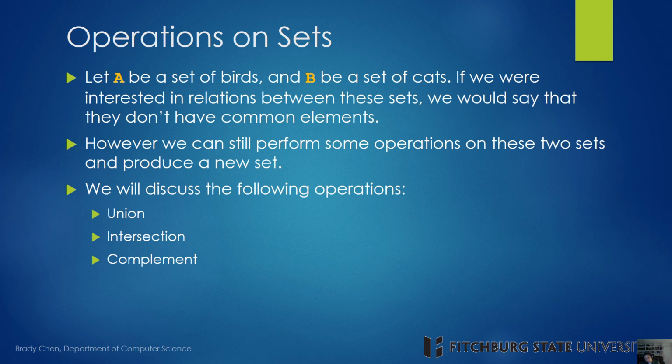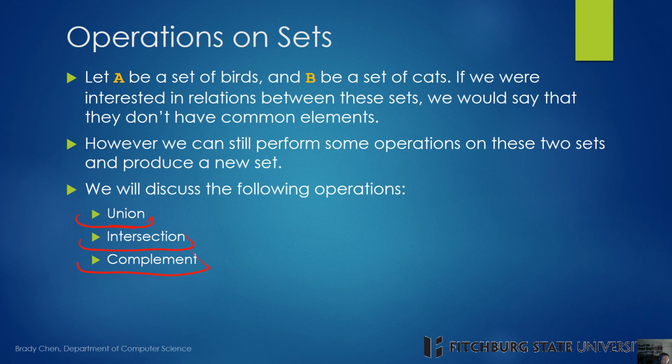So we introduced the concept of sets and discussed the relations between sets. Now here we're going to talk about some of the operations on sets. Basically there are three basic operations. One is called a union, and then intersection and a complement.